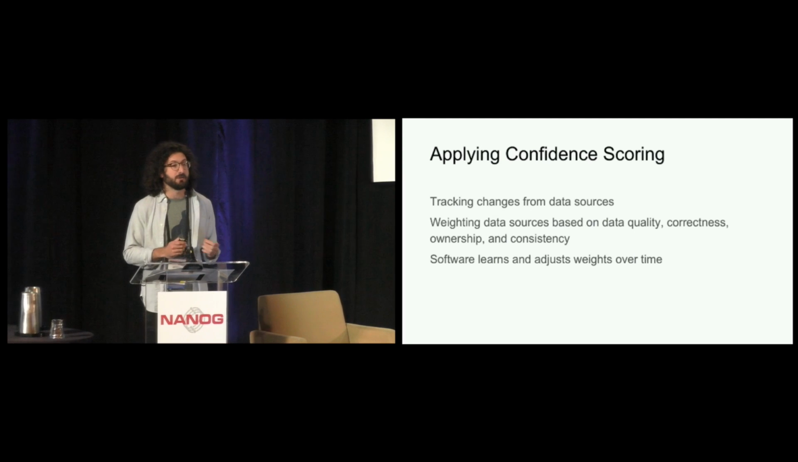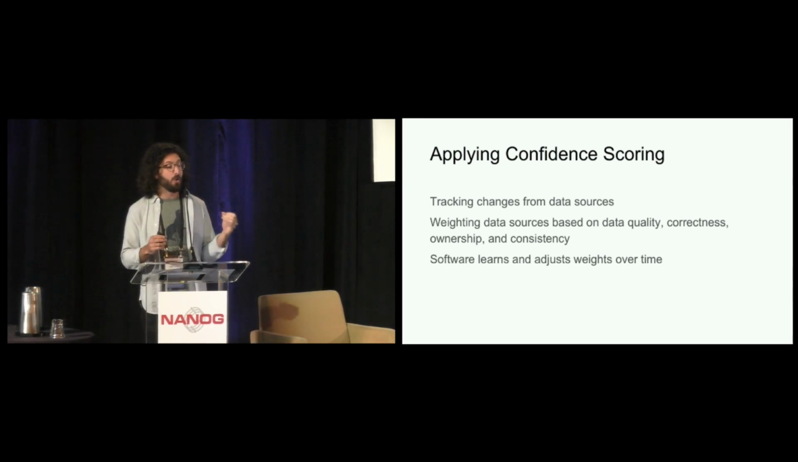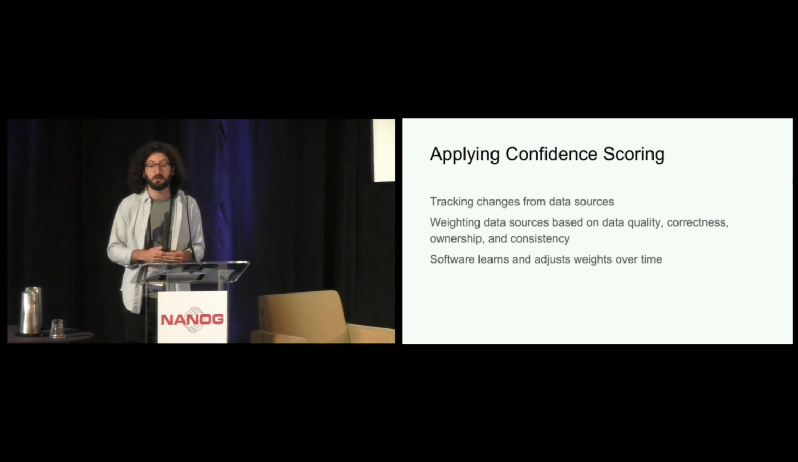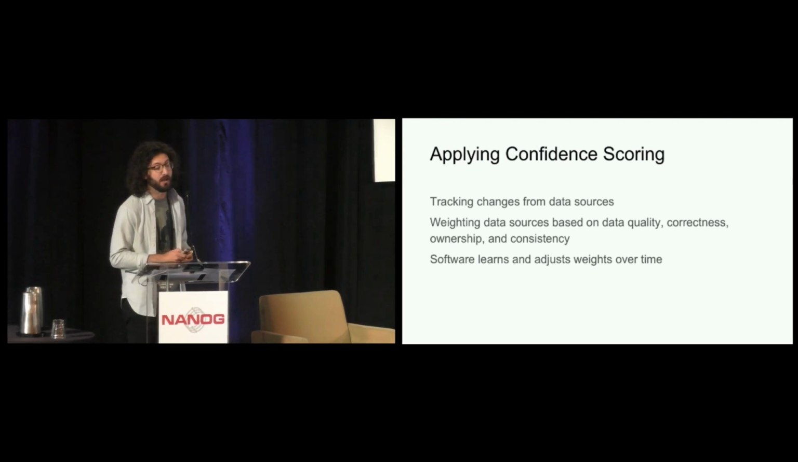So now that we have these different data sources and ranks associated with them, we can start to really present the idea of confidence in the data that you're looking at. So we can track changes from data source to data source and revision to revision, and we can weight those data sources based on the quality, correctness, ownership, and consistency. And then we can really present a paper trail. So if you're looking at a record with some colocation or network information, we can actually tell you that there were 6 to 10 sources, and this is where they were correlated from, and really the history behind the data that you're seeing. And of course, that software can also learn and adjust over time.